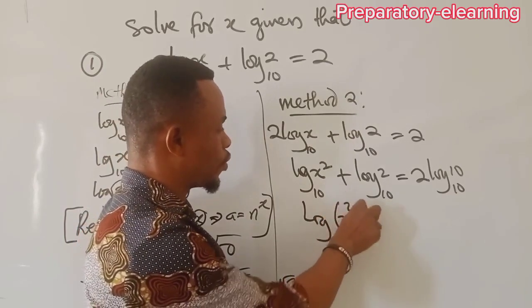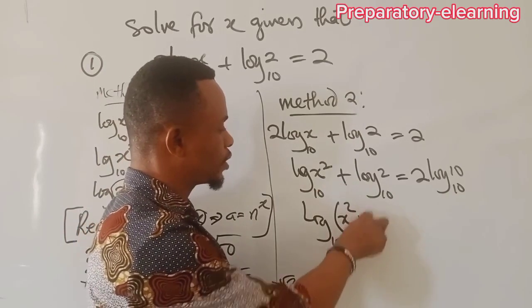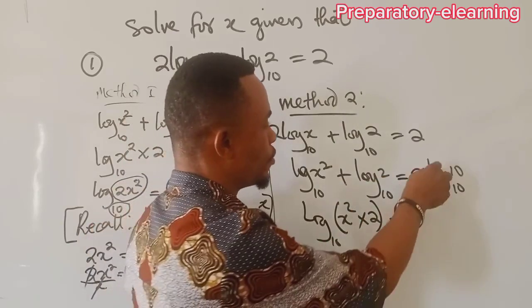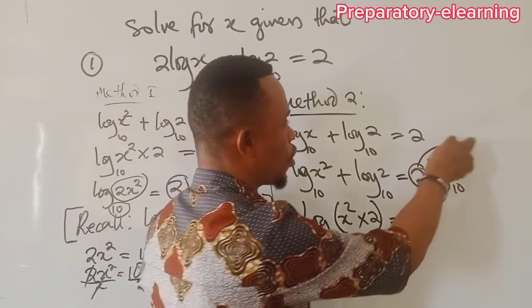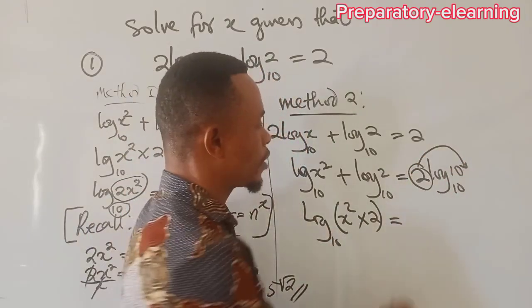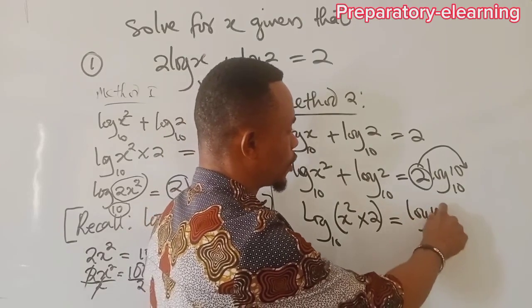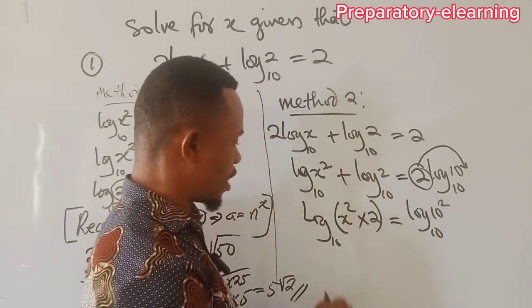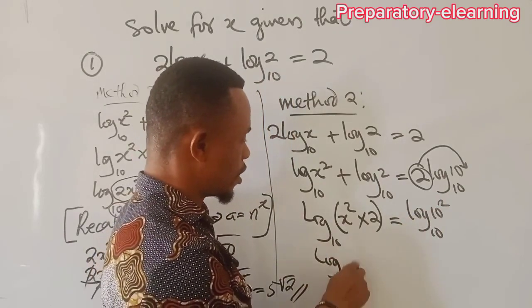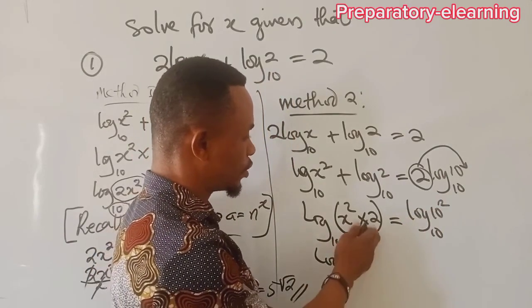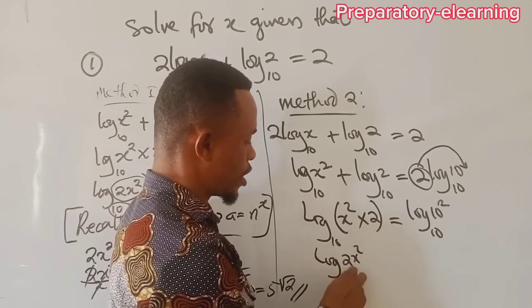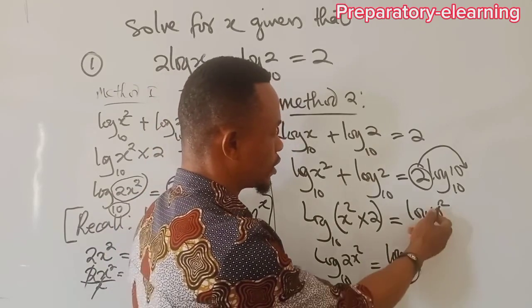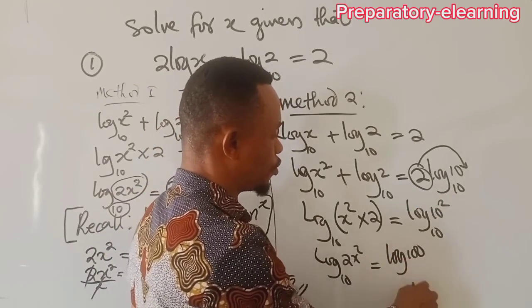This is x squared. Because of plus, we put times, and then our 2 there equals to, we move this 2 from here to come on top of the number. We have log 10 power 2 base 10. Now continuing from there, this is our log 2x squared base 10 equals to log 10 power 2, which is 100, base 10.